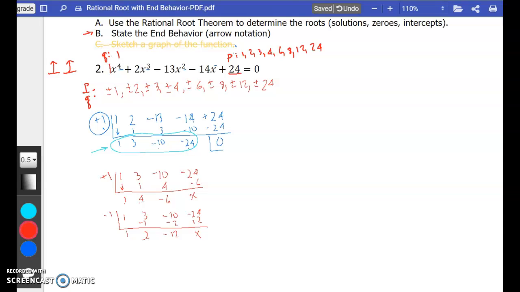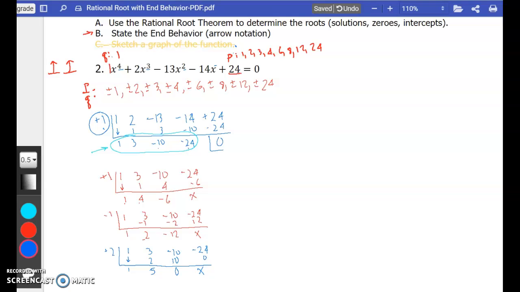Again, let's change colors so we don't get this too confusing. 1, 3, negative 10, negative 24. Going with positive 2 this time. Bring down the 1. So a positive 2 times 1 is 2. 3 plus 2 is 5. 2 times 5 is 10. Negative 10 plus 10 is 0. 2 times 0 is 0. Not going to give me a root.